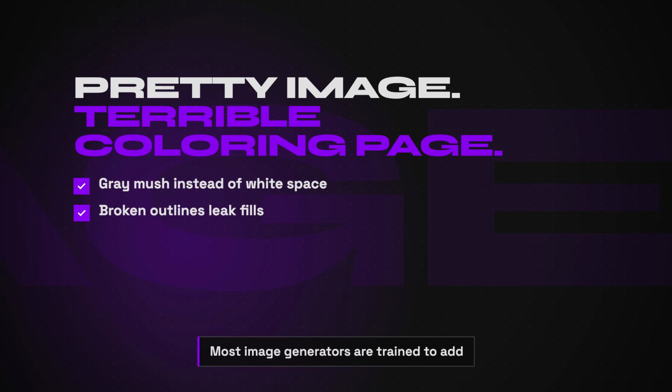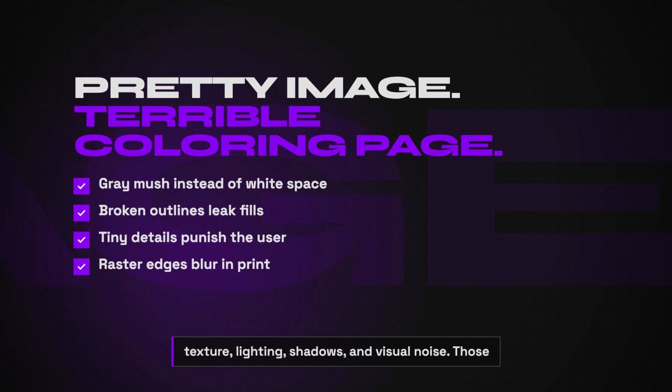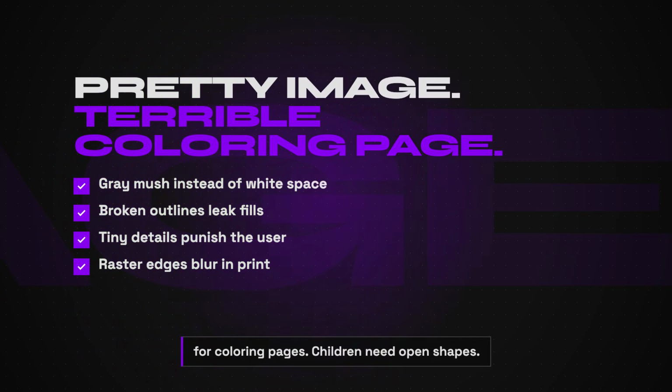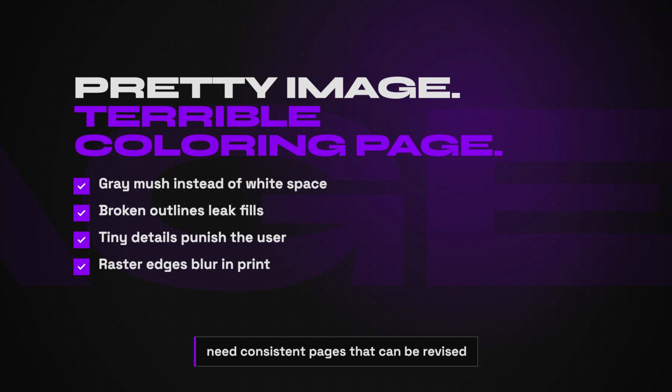Most image generators are trained to add texture, lighting, shadows, and visual noise. Those instincts are useful for pictures and terrible for coloring pages. Children need open shapes. Adults need detailed regions that still breathe. Printers need strong black lines. And publishers need consistent pages that can be revised without starting over.